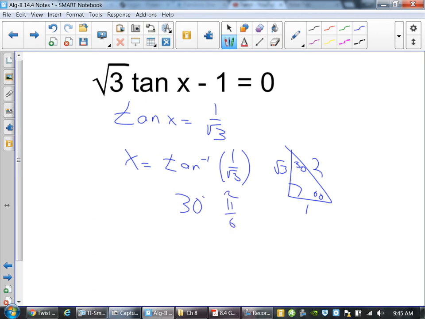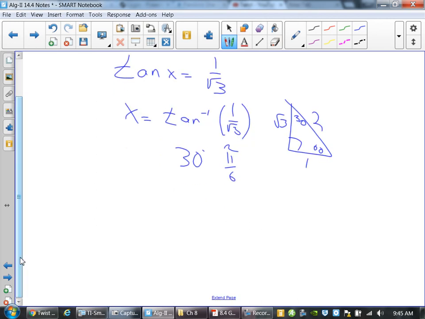Where else is tangent positive? Third quadrant. So when you start at pi over 6 here, you just add pi over 6 to pi, and you get 7... ooh, yes, I'm sorry. For some reason I wanted to subtract.